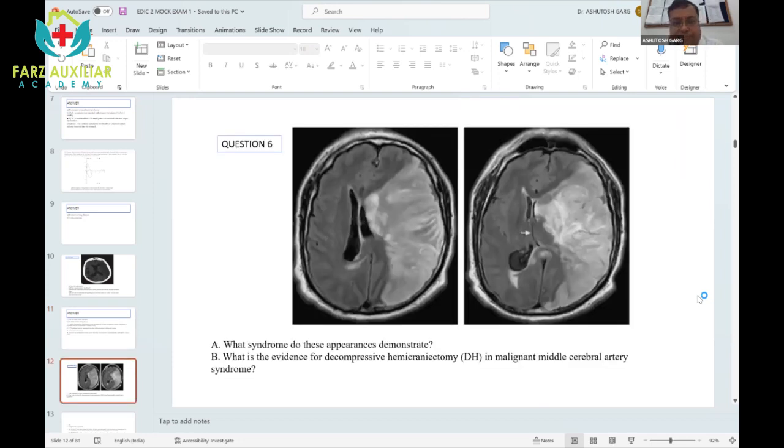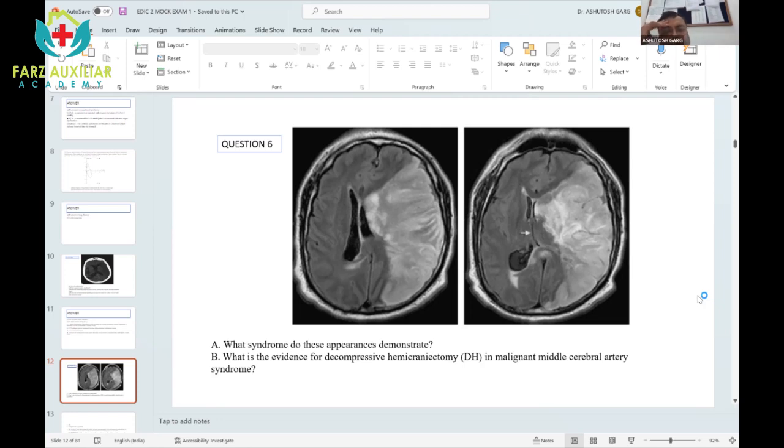What is this question? This is most probably an MRI. It looks like I cannot comment whether it's a T1 or T2 image. How large an infarct can you say this is on the MRI? Why not the CT? Well, sir, it looks like an MRI. It's a malignant MCA syndrome.